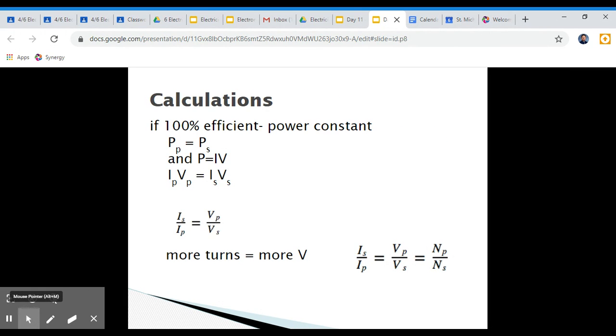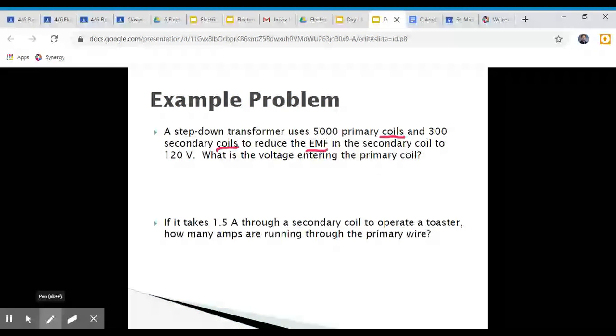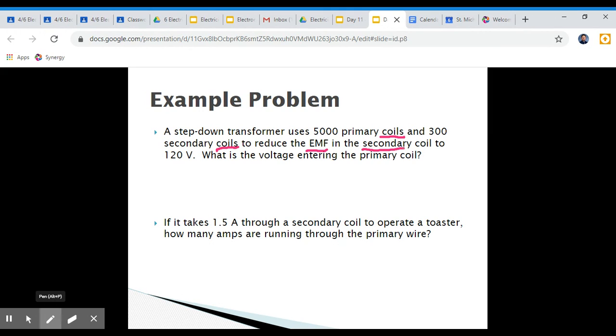So moving on to an example problem here. If I have a step-down transformer, it's using 5,000 primary coils and 300 secondary coils to reduce the EMF in the secondary coil to 120 volts. What is the voltage entering the primary coil? All right, well, think about what we're dealing with here. I have coils in the primary and secondary, and then I have EMF or voltage in the secondary. And I want to know the voltage entering the primary.